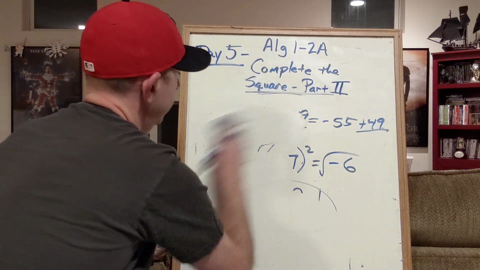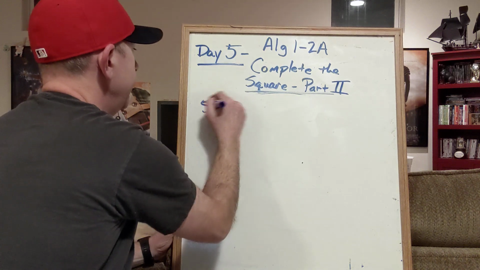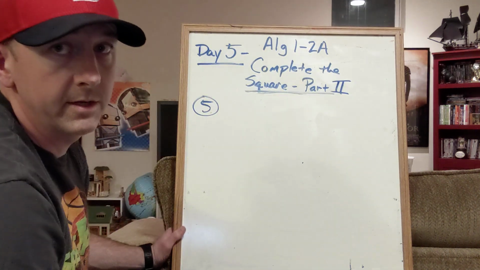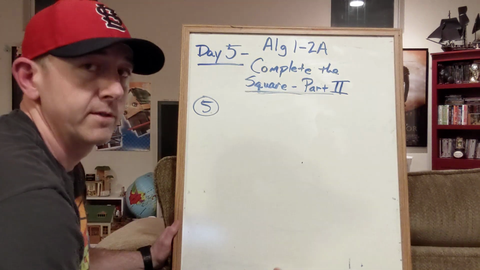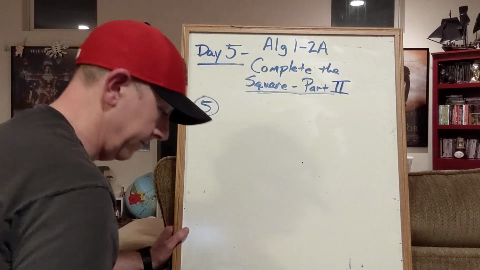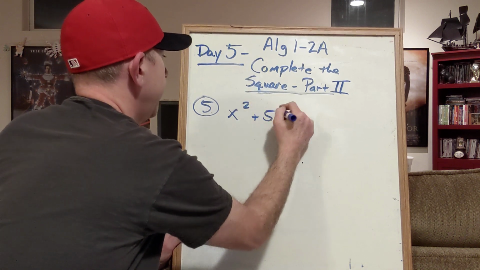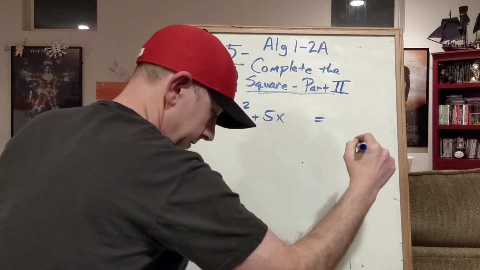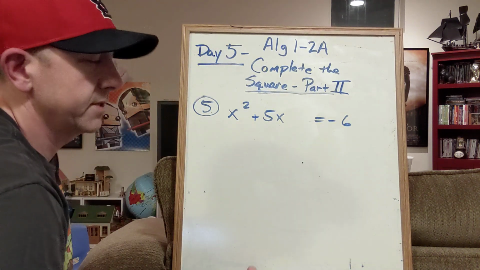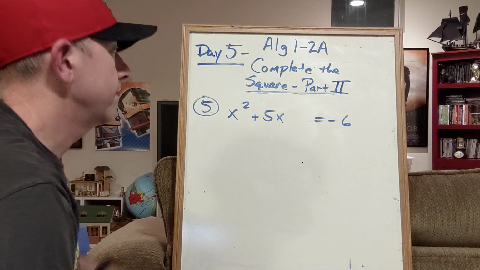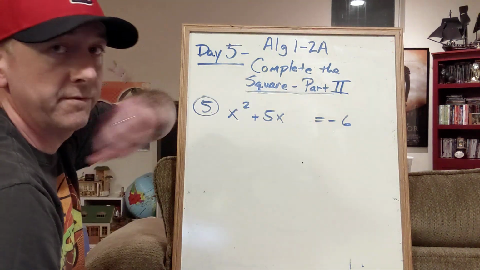Okay, last one. You may have noticed that every single time b has been even. And even is good with complete the square because when we find b and take half, it works out nicely. You get a nice whole number. However, looking at number 5 here, x squared plus 5x equals negative 6. This one's kind of tough because it looks like you wouldn't probably do this by complete the square. At least you could try to go a different route.